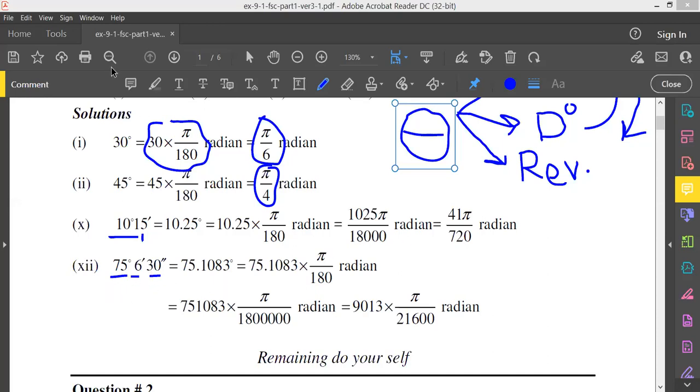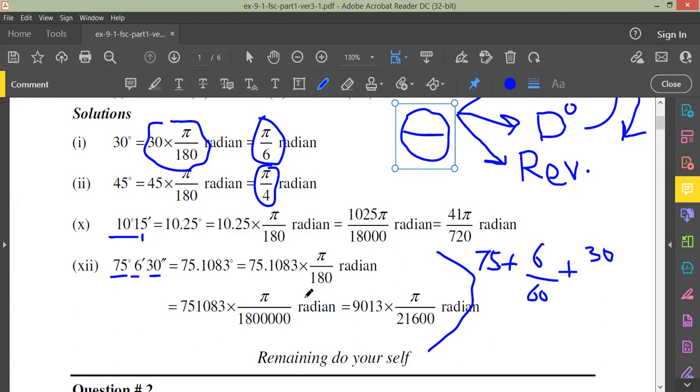Similarly, if there is 75 degree, 6 minutes and 30 seconds, we can simply write it as 75 plus 6 over 60 plus 30 over, no, this is 30 seconds.